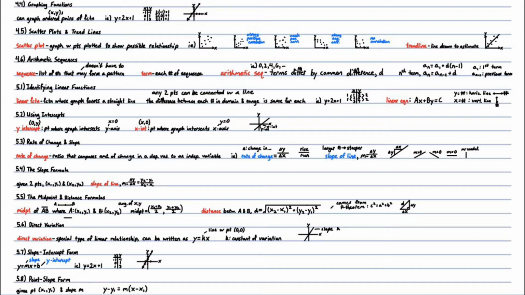The distance between 2 points A and B equals the square root of the sum of the square of the change in x and the square of the change in y. d equals the square root of (x2 minus x1) squared plus (y2 minus y1) squared. It comes from the Pythagorean theorem: a squared plus b squared equals c squared.